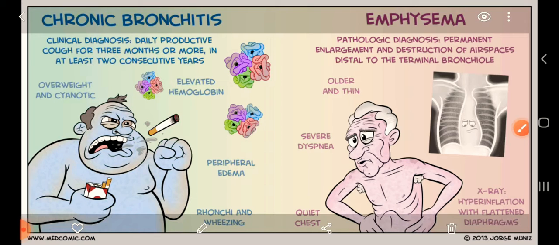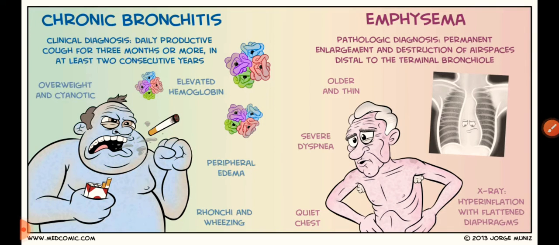A chronic bronchitis patient will be overweight and cyanotic. There will be elevated hemoglobin. There will be peripheral edema, rhonchi, and wheezing. But in the emphysematous patient, there is severe dyspnea and a quiet chest; X-ray will show hyperinflation, a flattened diaphragm, and hypovascularity of the lung tissues, and the emphysematous patient will be older and thin.